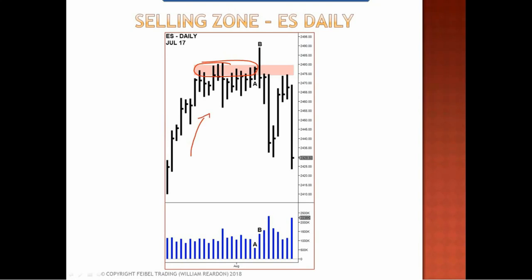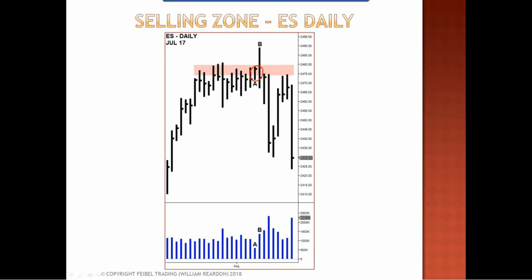in an uptrend where sellers are capping the market with evidence of supply. This is the S&P, the most liquid contract in the world, for 3 weeks making no upside progress. We have to pay attention.